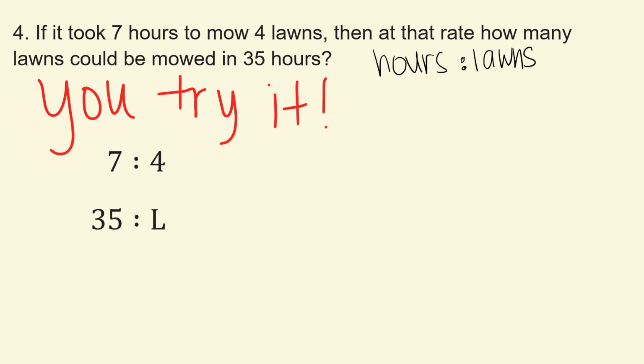And I'm going to set this up as a cross multiplication problem, although I am noticing now that you could easily just say, to get from 7 to 35, we would multiply by 5. And then we do the same here.